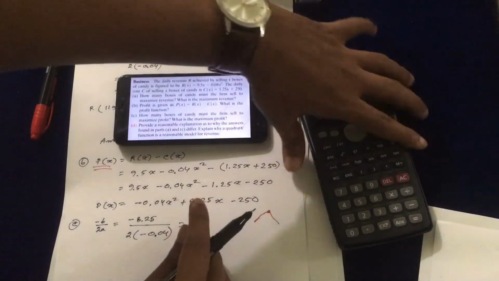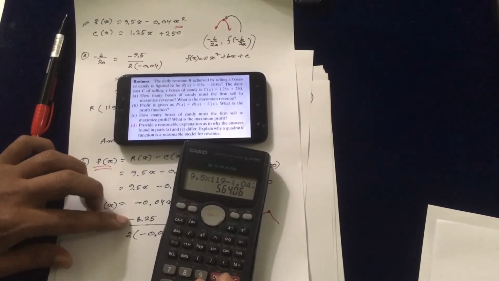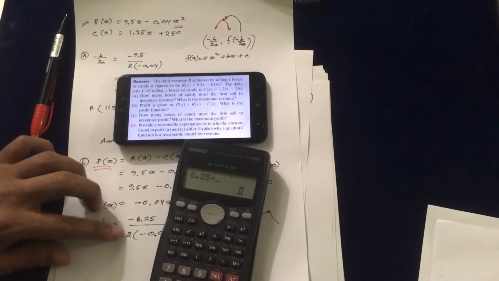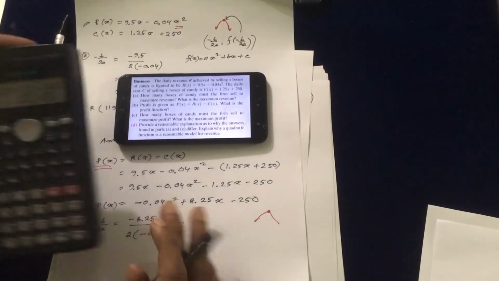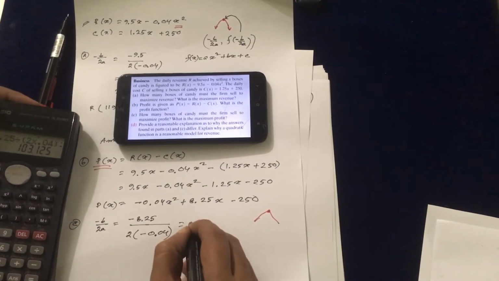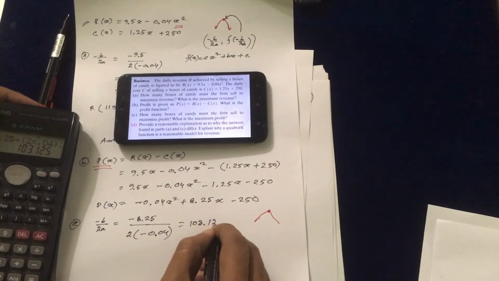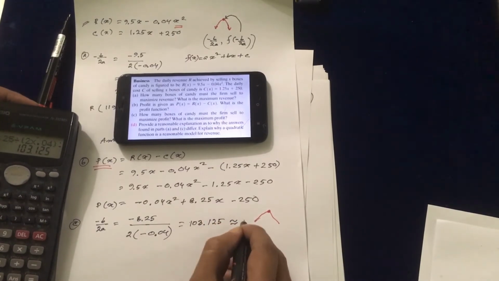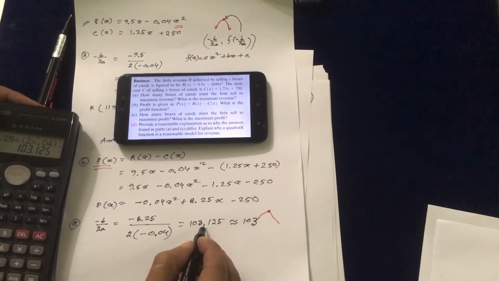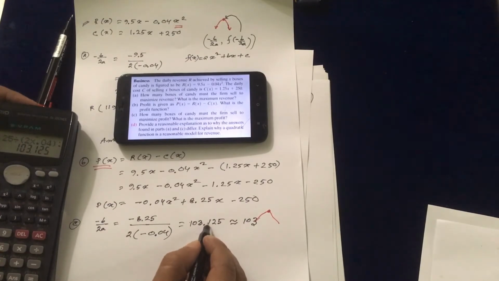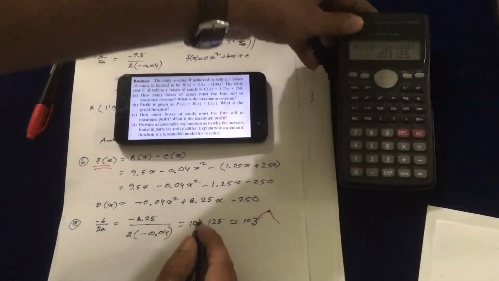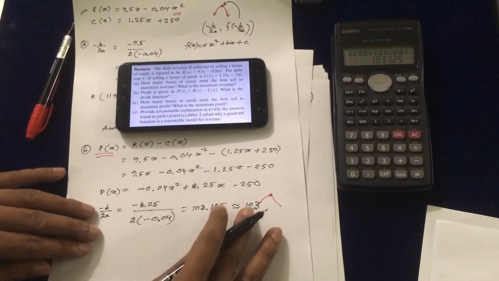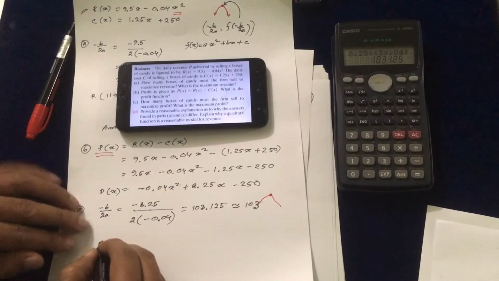So this equals 8.25 divided by 2 into 0.04, which equals 103.125. Let's round it to 103. The rule is, if the number after the decimal is 5 or more than 5, we go up, but it is less than 5, so we come back to the lower value. That's why 103. Now we'll put 103 in the function.